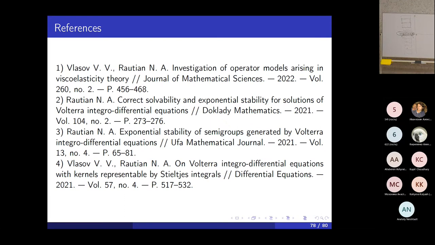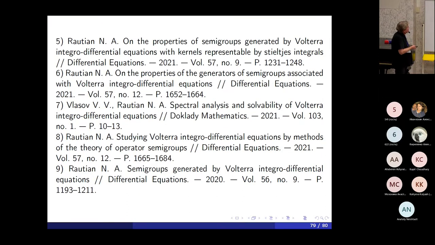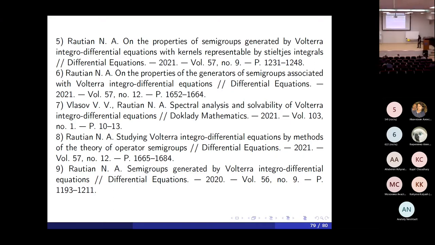And at last, several recent publications. First of all, you see not mine, but my co-author Nadezhda Rautian. The first part concerns Sobolev spaces and spectral analysis, our joint results, and the semigroup approach, maybe the main part of this was obtained by Rautian.